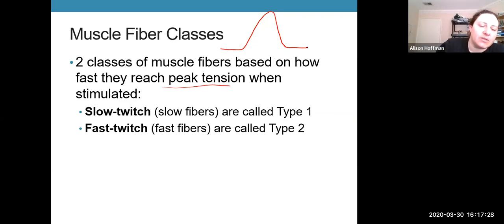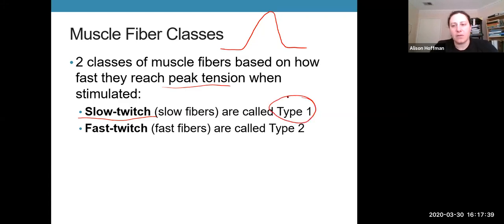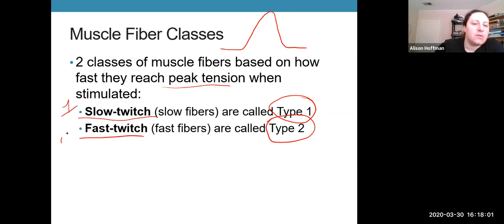So the fibers that take longer to reach peak tension are called slow twitch or slow fibers, and we also call them type 1 muscle fibers. Of course, this is another situation where we have a bunch of names for the same thing, because they've been studied extensively and different people called them different things. To contrast that, we have fast twitch fibers, and they are also called type 2. Now there's actually one type of slow twitch, and there's two types of fast twitch. So we're going to look at all three of them and compare and contrast them.